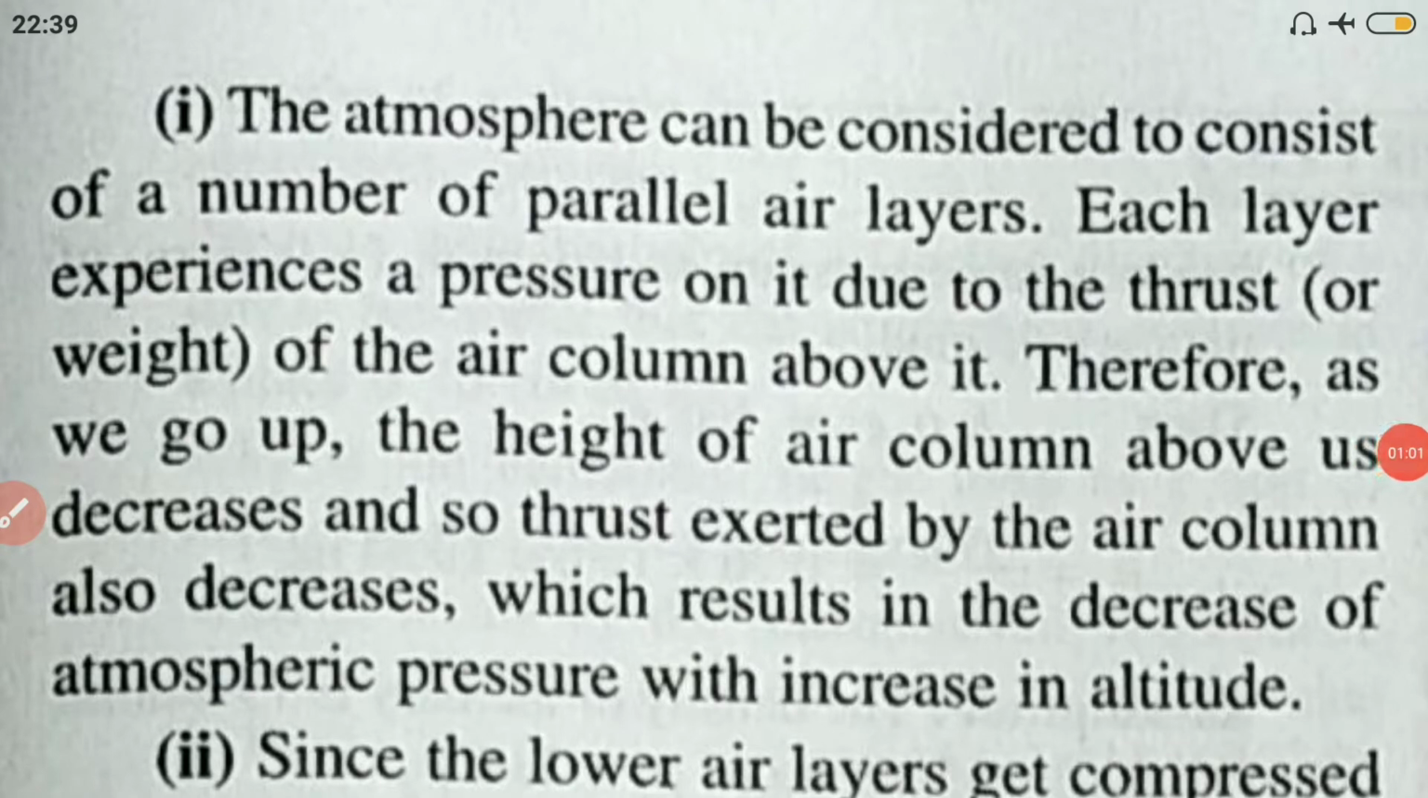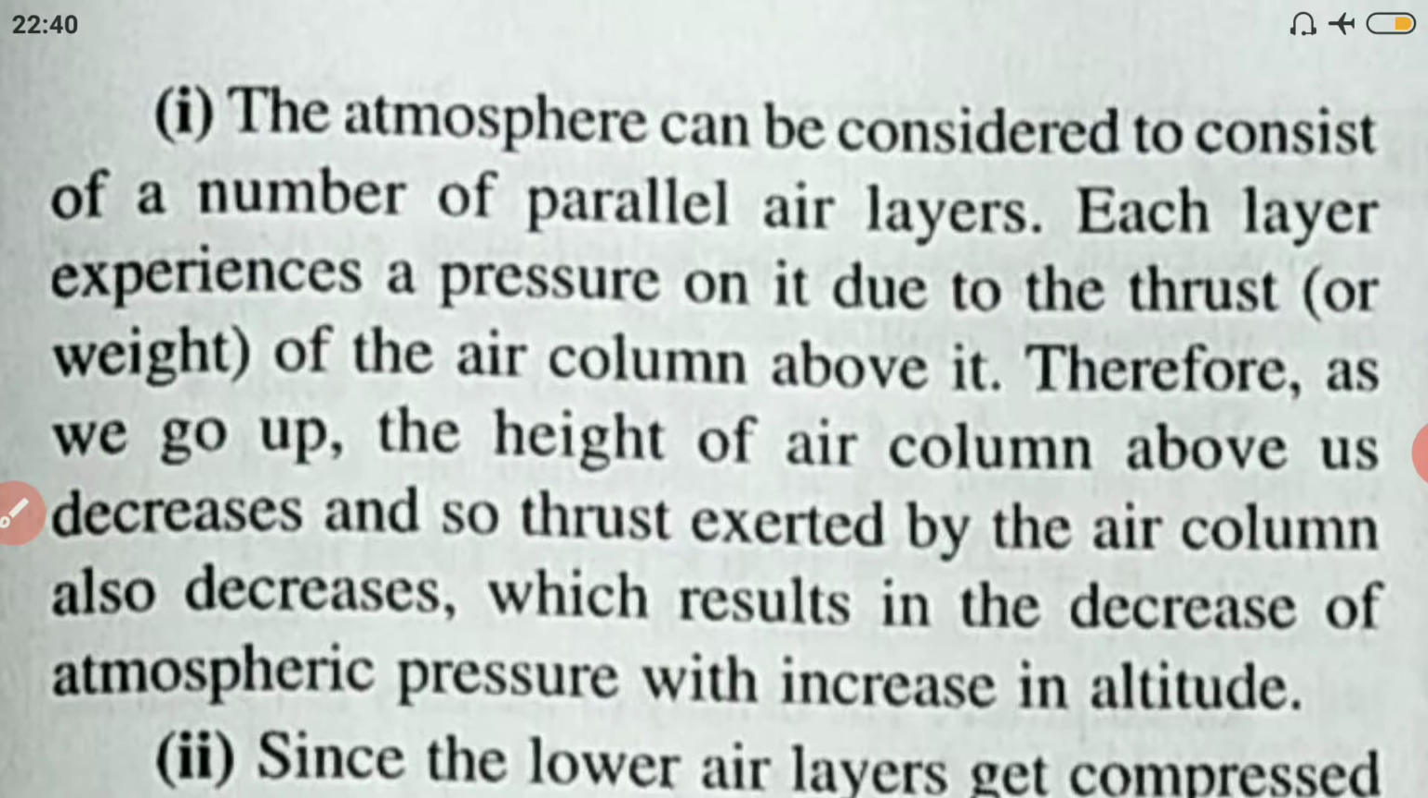Going to the next page, first line: the atmosphere can be considered to consist of a number of parallel air layers. Each layer experiences a pressure on it due to the thrust or weight of the air column above it. Therefore, as we go up, the height of air column above us decreases, and so the thrust exerted by the air column also decreases, which results in the decrease in the atmospheric pressure with increase in altitude.